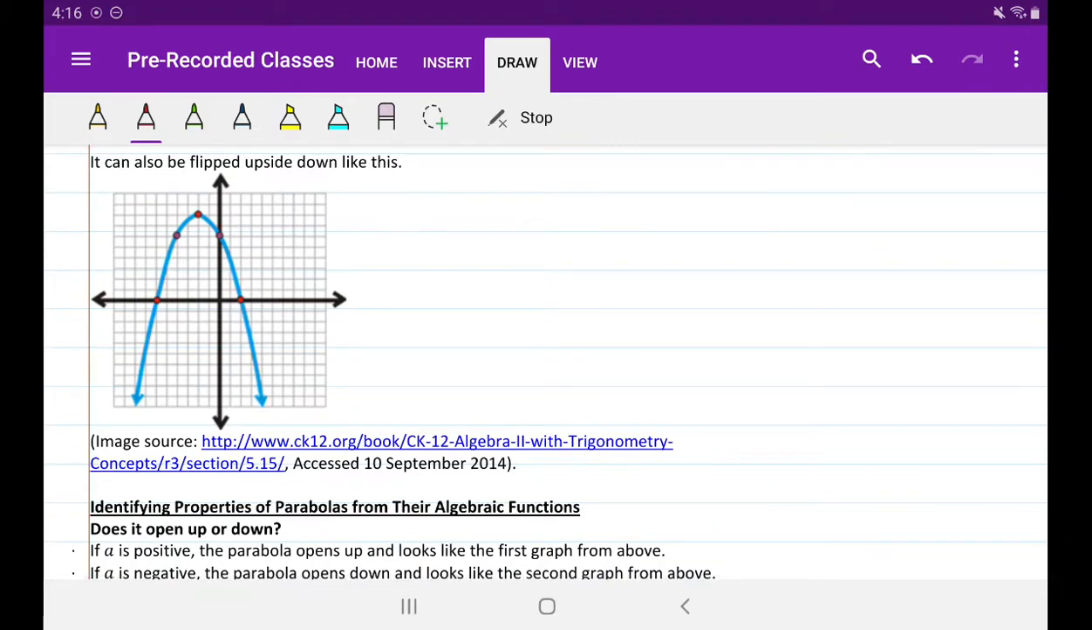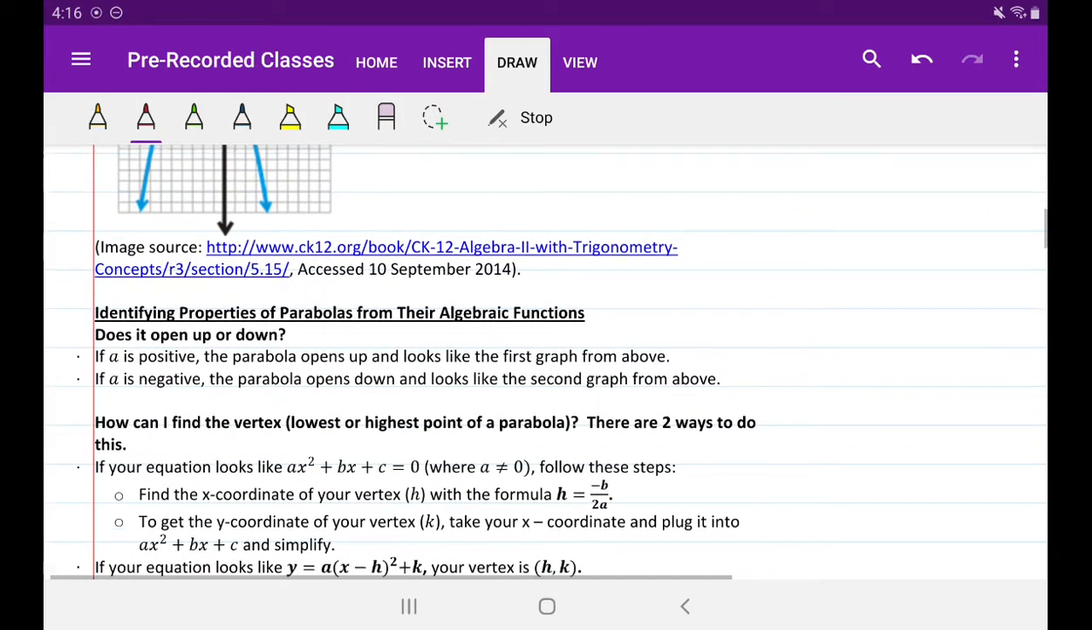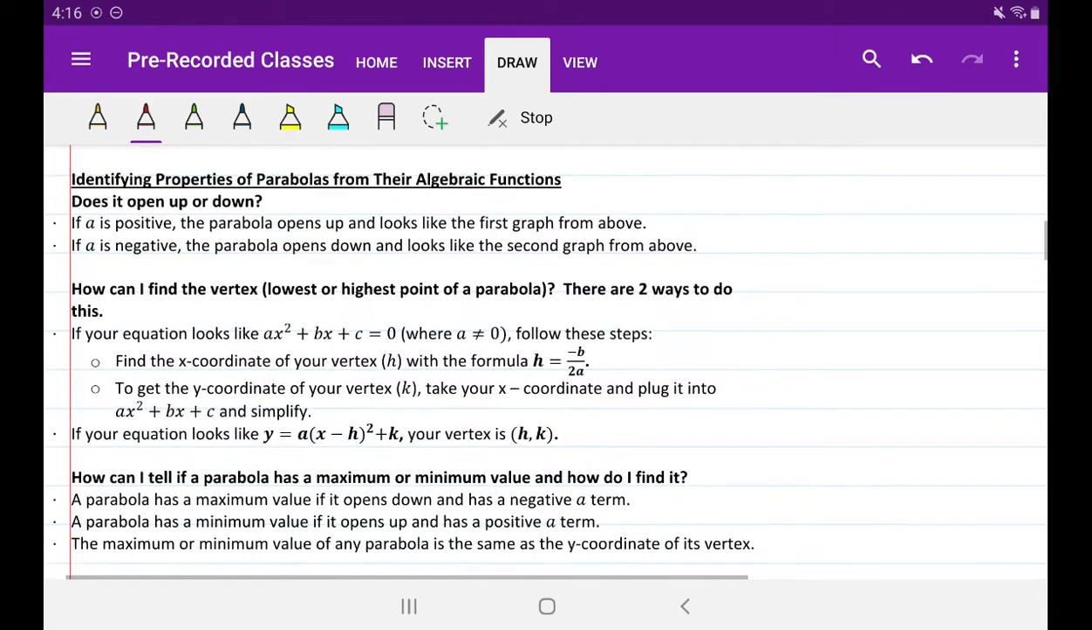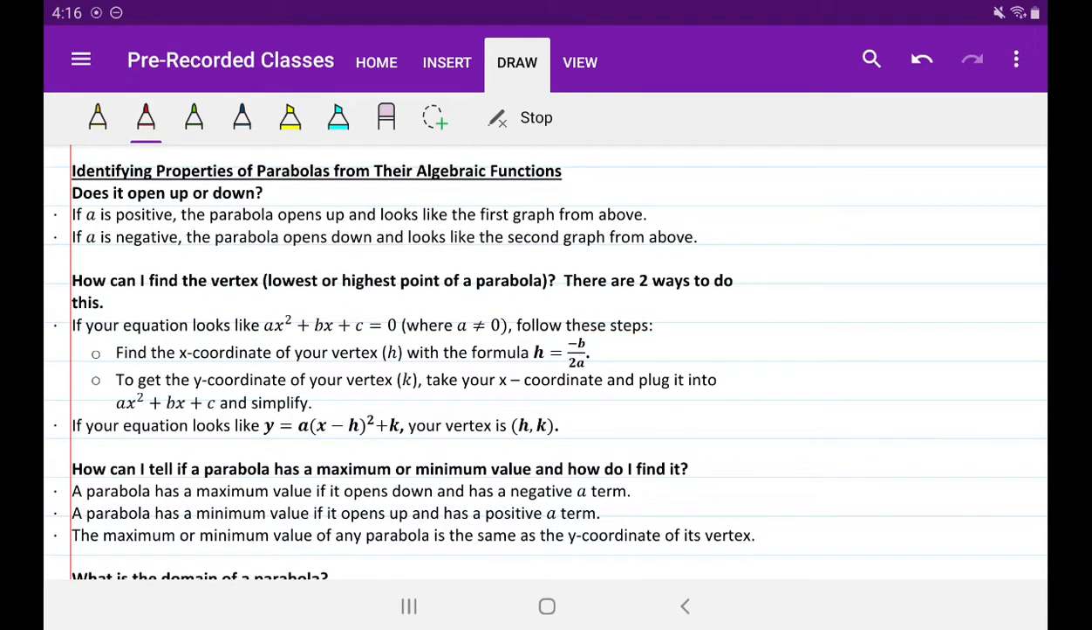And so what we're going to do in this lesson is figure out how to identify some properties of these parabolas from their algebraic functions. So first thing, does it open up or down? So to do that, you're going to look at the a term from your ax squared plus bx plus c. And if your a is positive, then the parabola opens up. And if the a is negative, then it opens down.